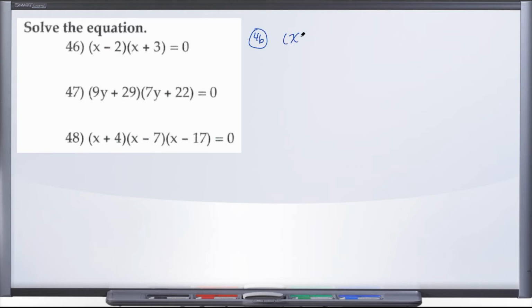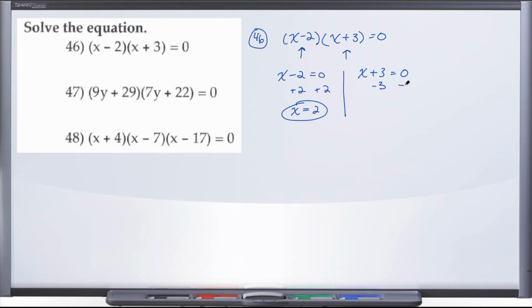So we've been given the quantity x minus 2, the quantity x plus 3, equals 0. It's set to 0, and it's already been factored, so take each of these factors and set each factor independently equal to 0 and solve. So x minus 2 equals 0, and x plus 3 equals 0. And now just solve for x. So how would we solve for x here? We'd add 2 to both sides, so x equals 2. And here we'll subtract 3 from both sides, so x equals negative 3. And there you have it. Number 46. We solved the equation.